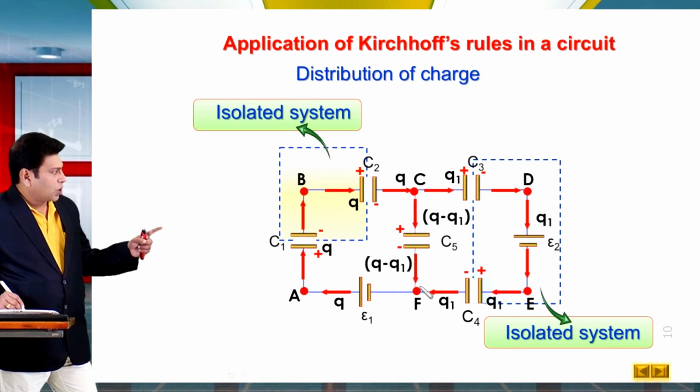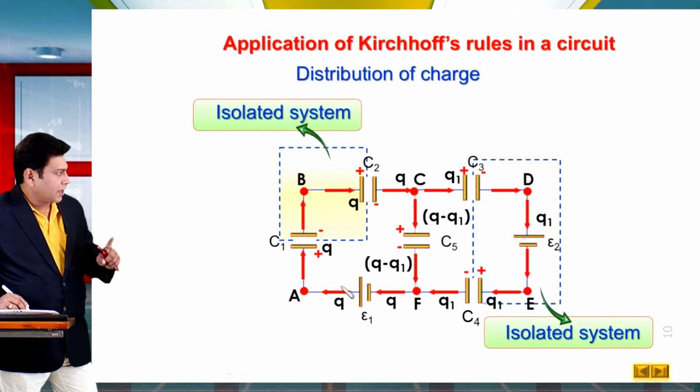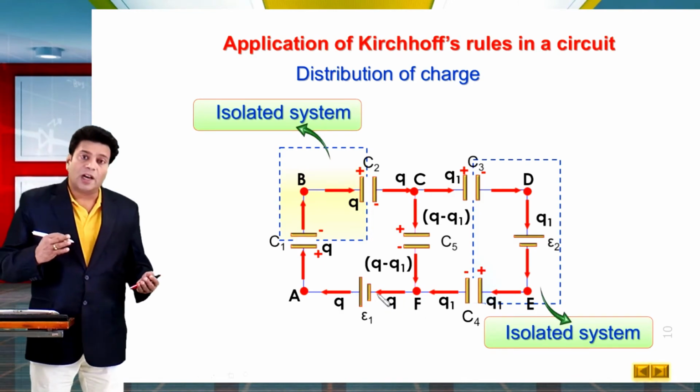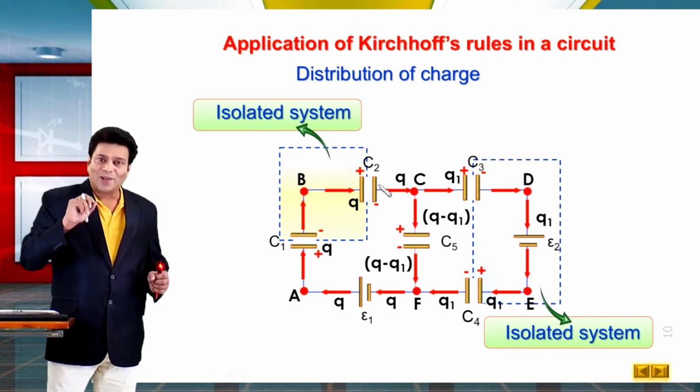That means Q charge will flow in this direction. You can observe the charge coming from the positive plate of battery E1 will return to the negative plate. That is the conservation of the charge validation. One point is also important.